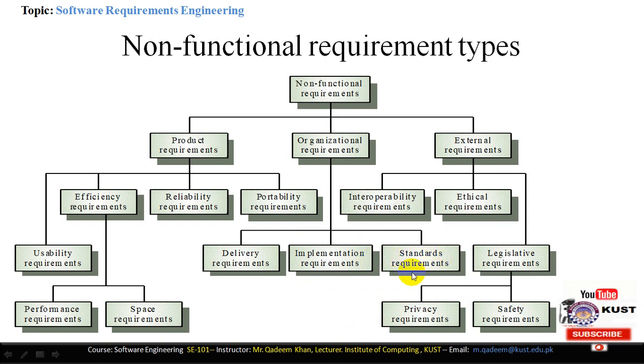Similarly, we have the standard requirements. Standard requirements means ISO, IEEE, CMMI standards. Good software has standards. If we are lacking the standards, we cannot sell it into the international market. So the standard requirements include the standards which we will follow for the development. It includes the IEEE, CMMI, or ISO standards.